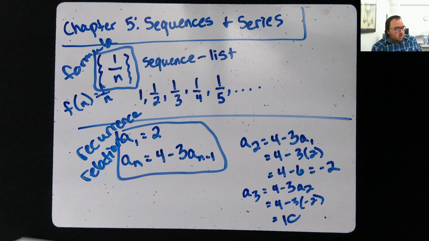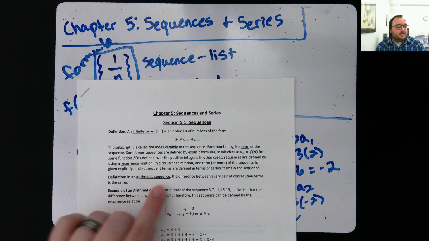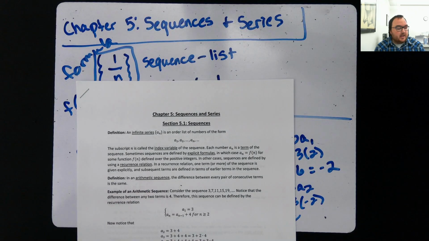Okay, there are two special types we see a lot of. The first one is arithmetic, in which case the difference between two terms is always the same. An example of an arithmetic sequence would be 1, 3, 5, 7, 9, 11, on and on, because there's always two between them, right?